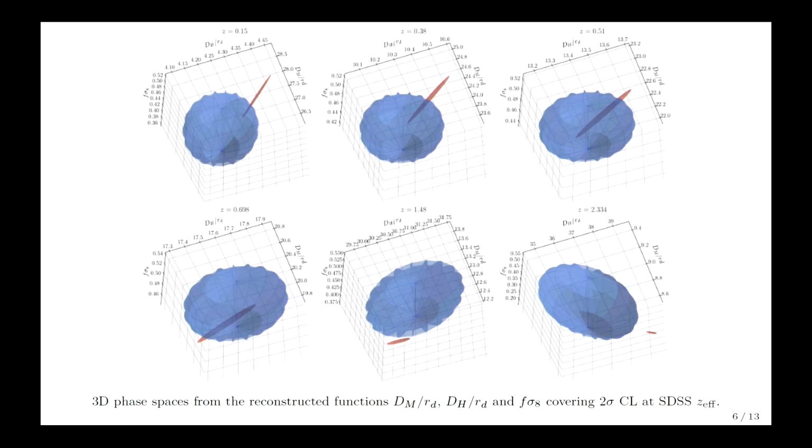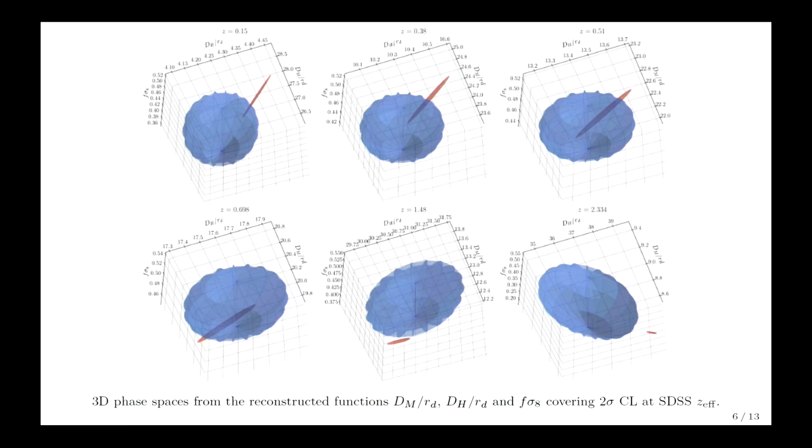With the samples we get, we can finally plot 3-dimensional phase portraits of the reconstructed functions at each of these individual redshifts. These are basically the 6 effective redshifts the SDSS BAO plus RSD data probe, and we find that we get a volume, shown in blue. This is basically the volume our reconstruction gives us. It is a kind of phase portrait.